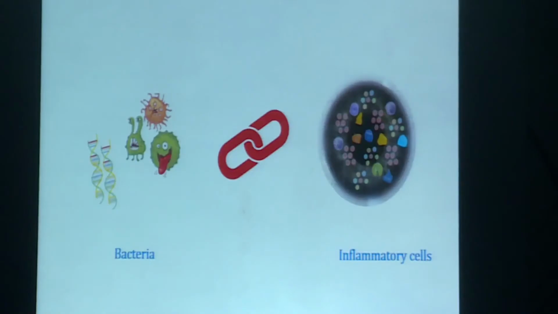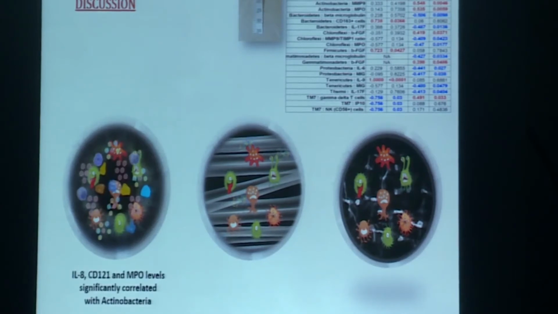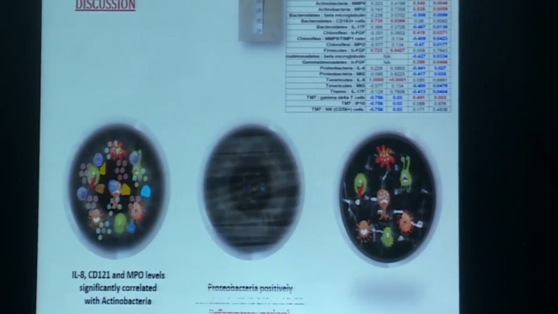Is there an interlink between the bacteria and inflammatory cells? We did tear analysis, and what we found, matching the published literature, was that IL-8, CD121, and MPO levels, which are affected in keratoconus, were significantly correlated with Actinobacteria.